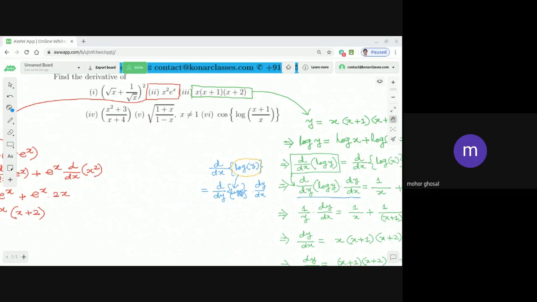I got something different. I got minus of root over 1 minus x by 1 minus x whole square. Okay. Okay, let's see. It looks like it is not correct.